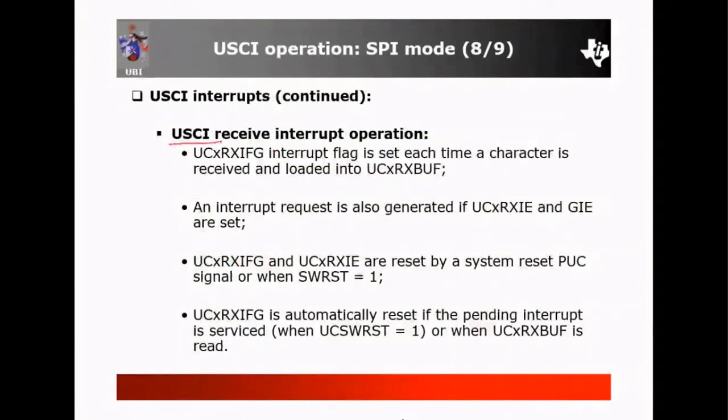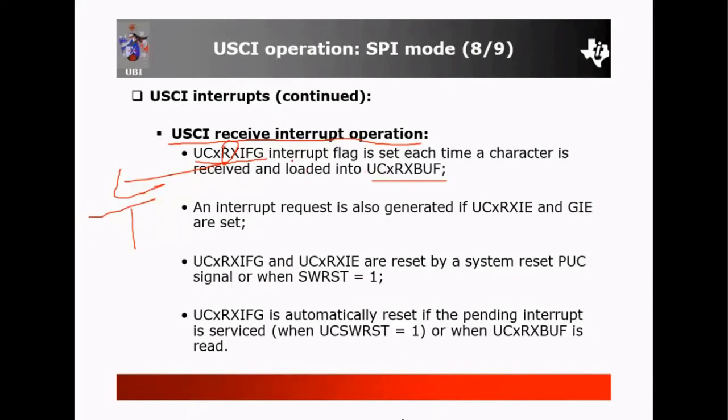Now come to the USCI receive interrupt operation. In the same way as the transmit flag, there is a receive flag. Now you can see UCxRXIFG. This flag is used for the receiver. When in the place of R you put T, then this flag is used for the transmitter. The UCxRXIFG interrupt flag is set each time a character is received and loaded into the UCxRXBUF. It is just the reverse of the transmitter process. If you remember the transmitter process, you can easily remember the receiver process.